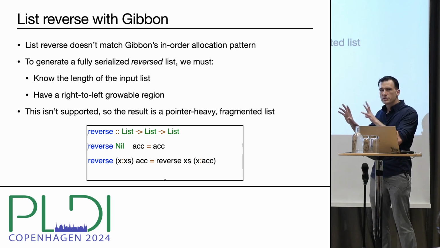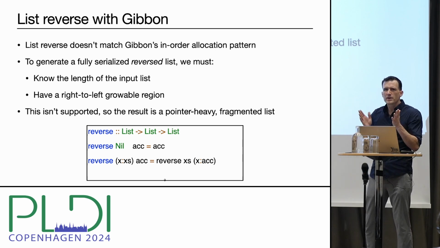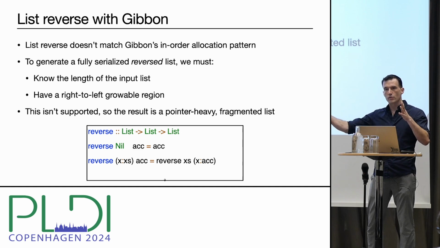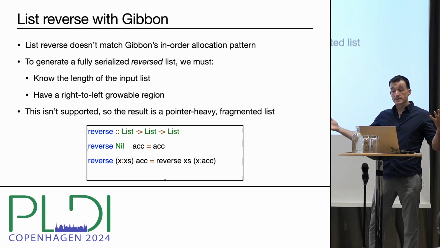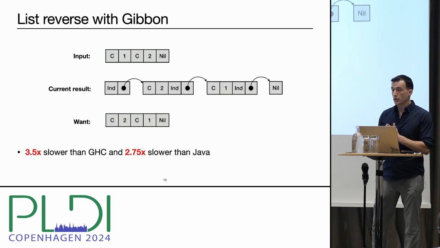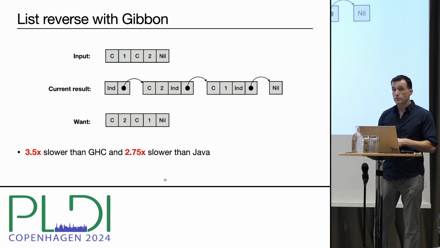You can imagine a sufficiently smart compiler trying to do reverse in place inside one buffer, but it would be very hard. We'd have to have regions that grow from right to left as well as left to right, and you'd have to know exactly the size of the list in advance. Which we don't do. So currently, Gibbon will end up with this fragmented result from a reverse.